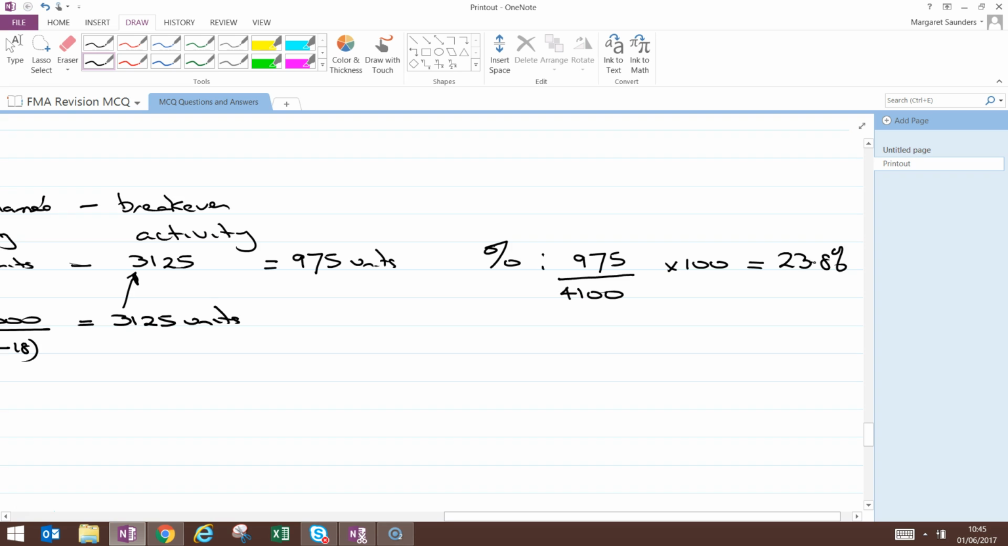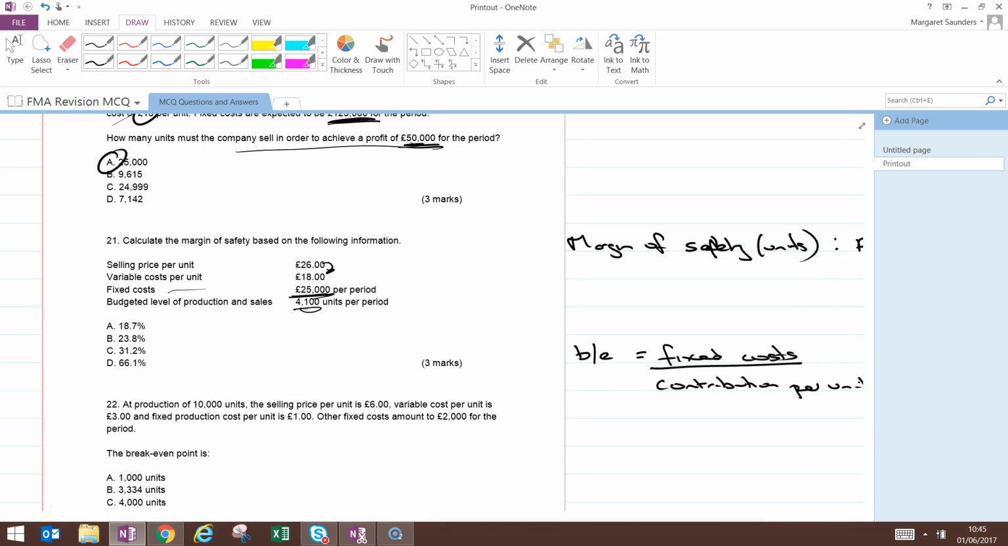23.8%. So when we're expressing it as a percentage, it is always as a percentage of our planned or actual activity. So 23.8% is answer B.